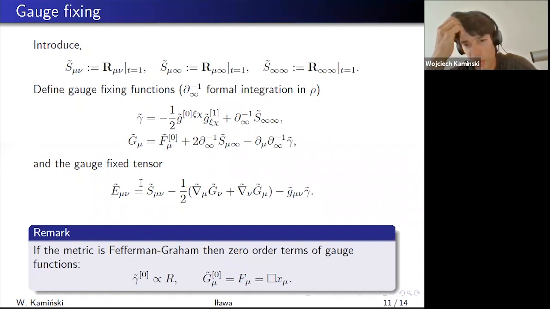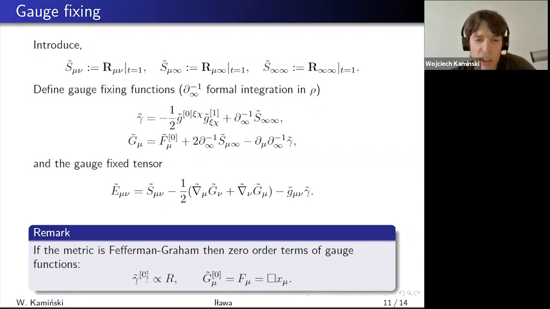Okay, so maybe I will just shortly say, let us introduce these symbols for the Ricci tensor at t equal to 1. And we construct this gauge fixing function. So we now have a bit more: not only the gauge fixing function G mu, which is for the diffeomorphism constraint, but also gamma, which corresponds to the conformal gauge. And they have this property that if we are on this Fefferman-Graham metric, then they are proportional.